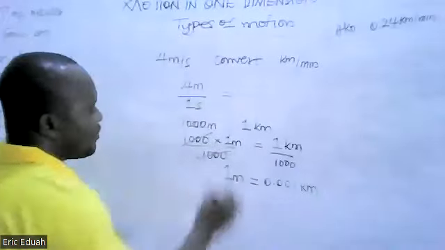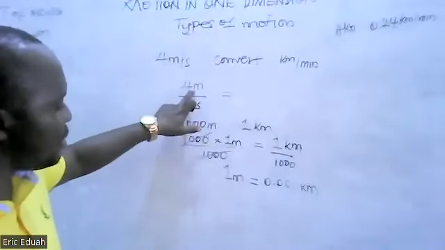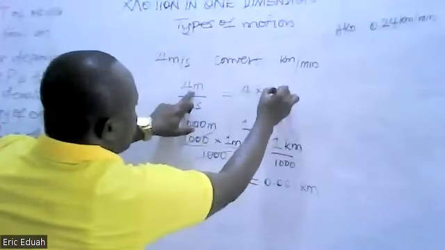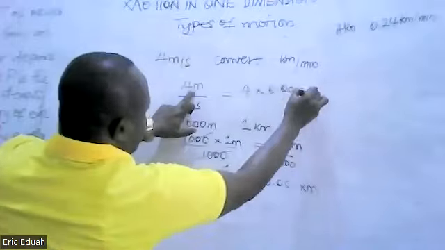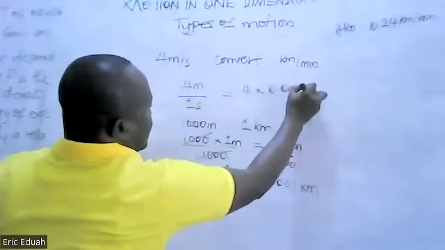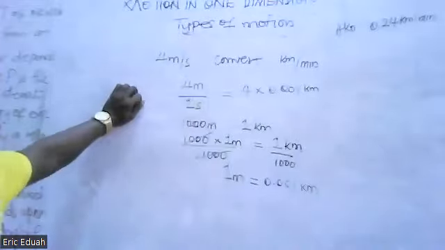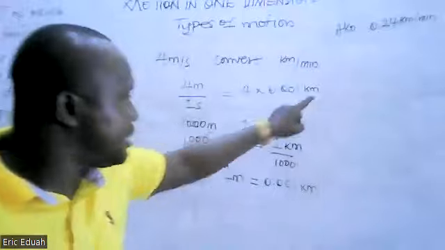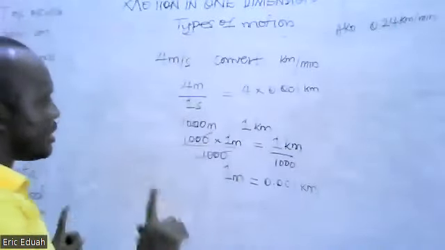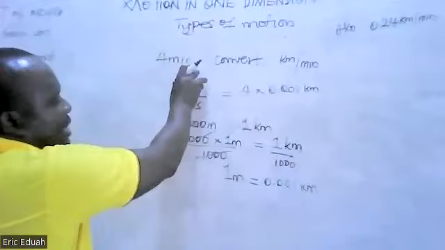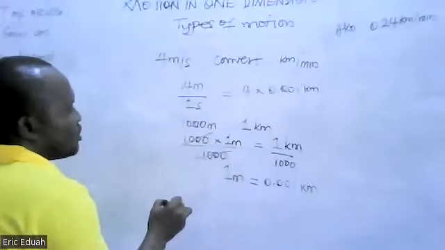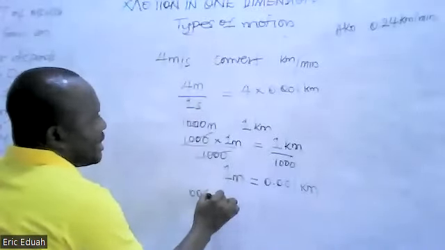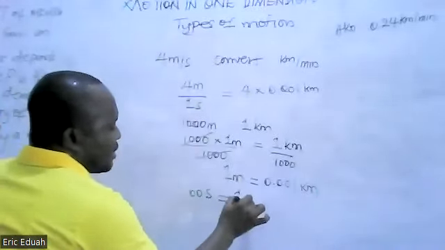So if I have 4 meter, 4 meter will be equal to 4 times 0.001 kilometer. That is it for converting the numerator. Let's come to the denominator. 60 seconds is equal to 1 minute.